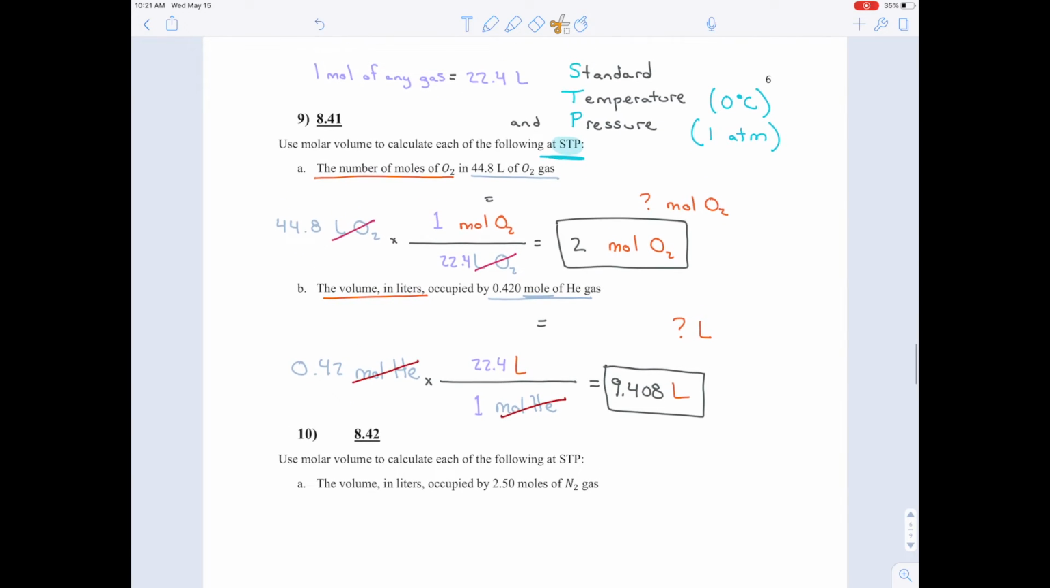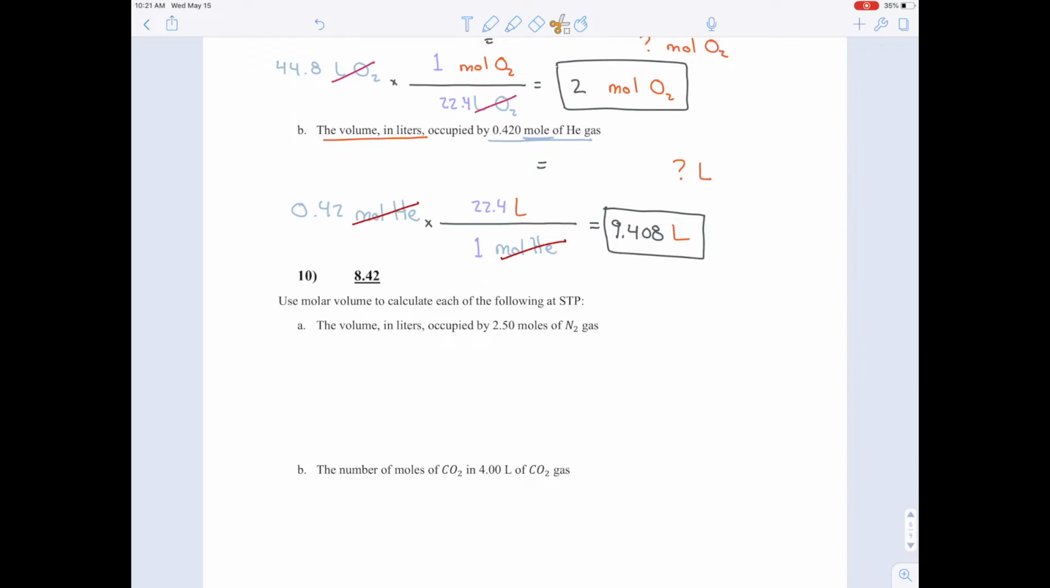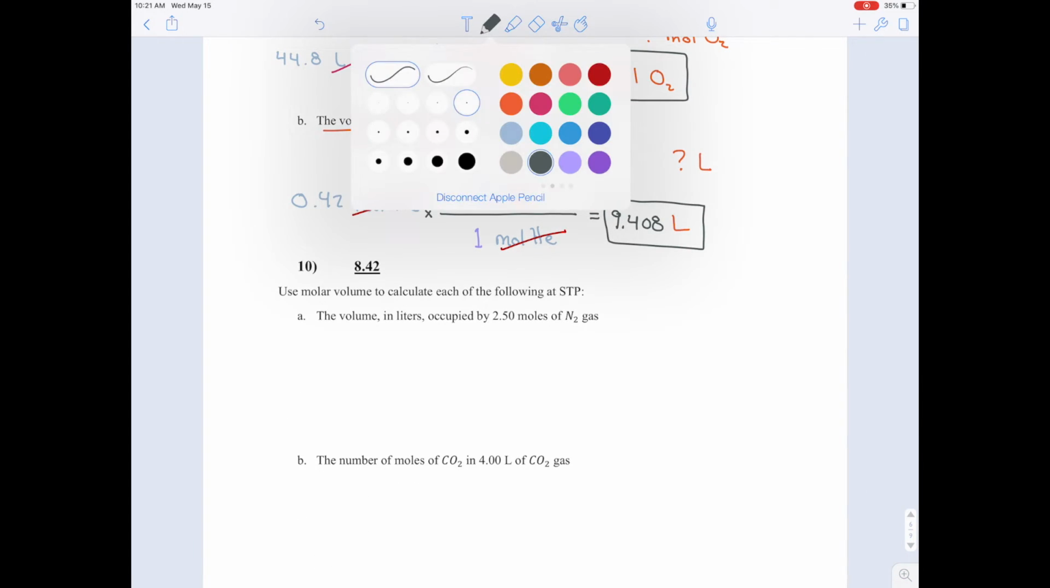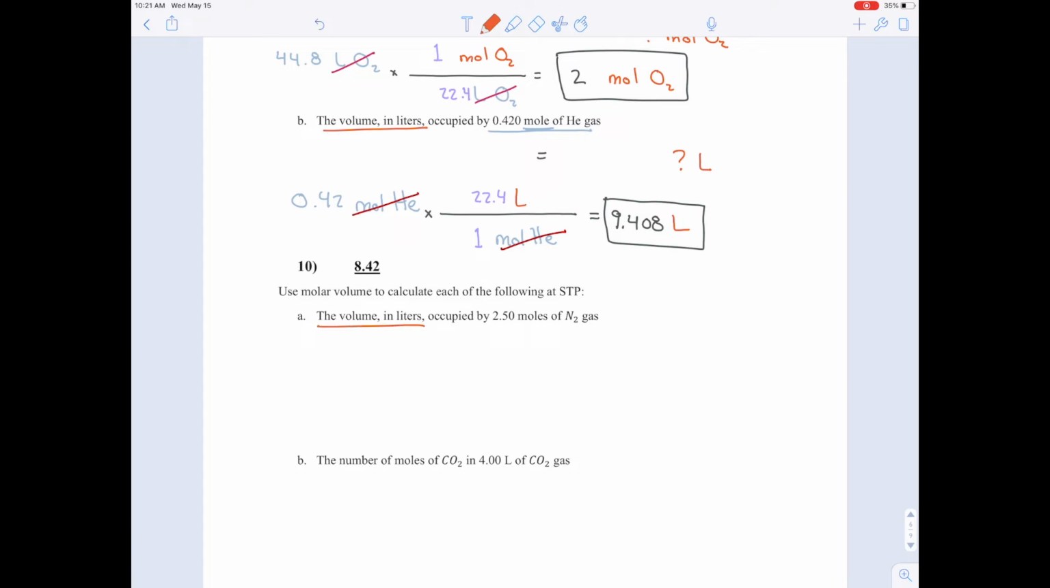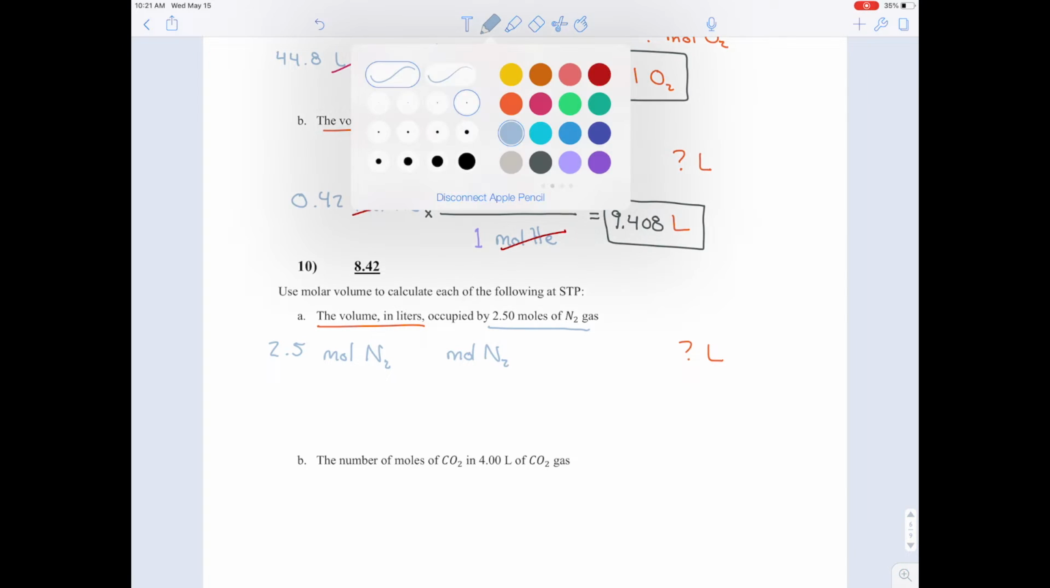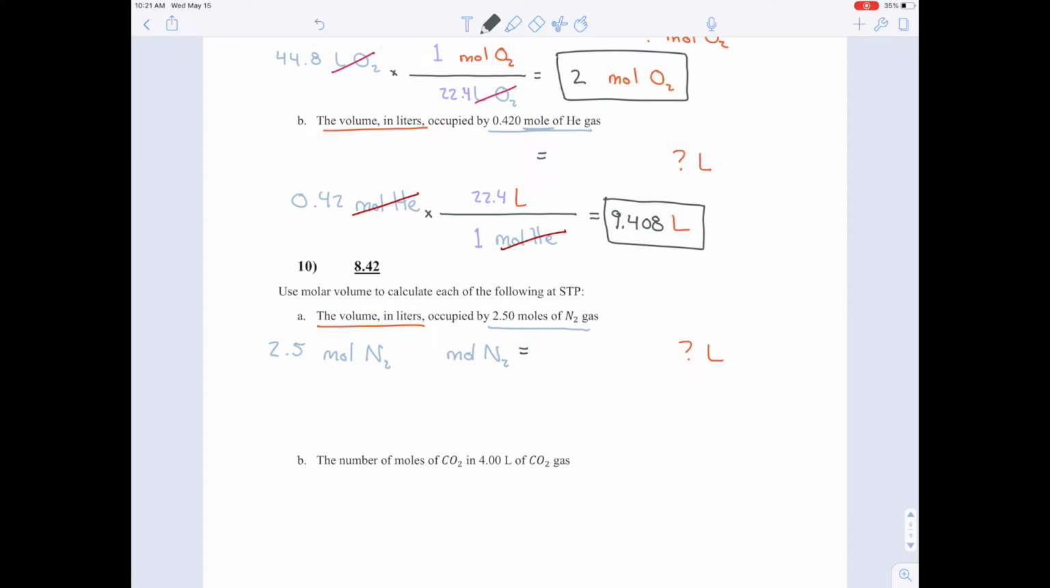All right, let's take that same procedure and we're going to go to question 10. In question 10, they are asking us for the volume in liters, so that's what we want, occupied by, and here's the number they give us, 2.5 moles of N2 gas. So 2.5 moles of N2 gas. All right, so it's a conversion problem. In order to do any conversion, you need a conversion factor that relates the two units. So how do moles of N2 relate to liters?